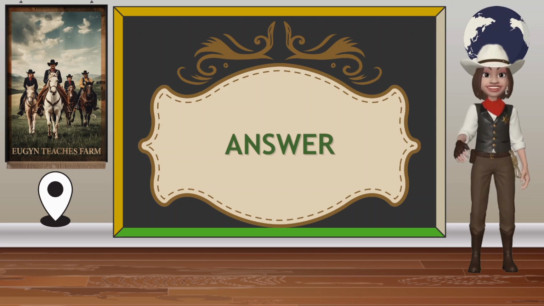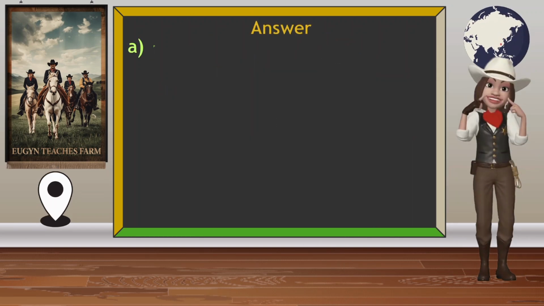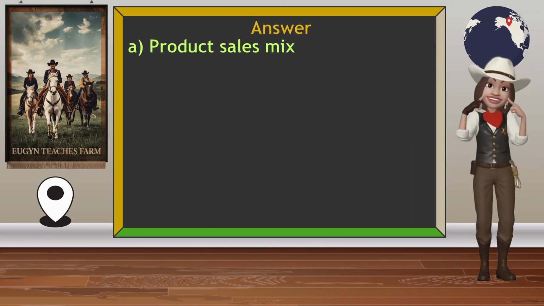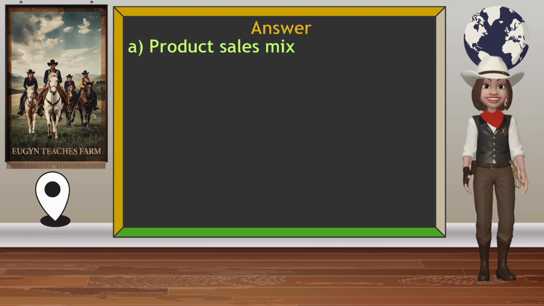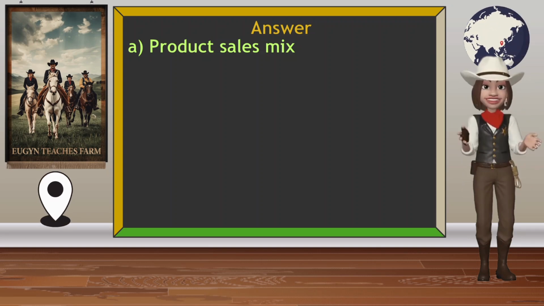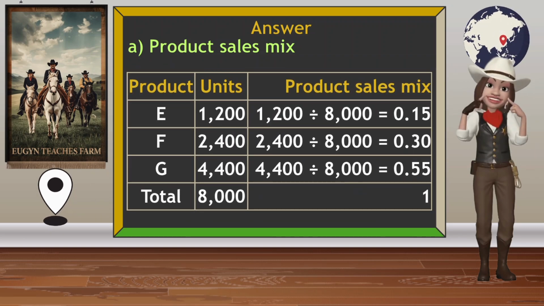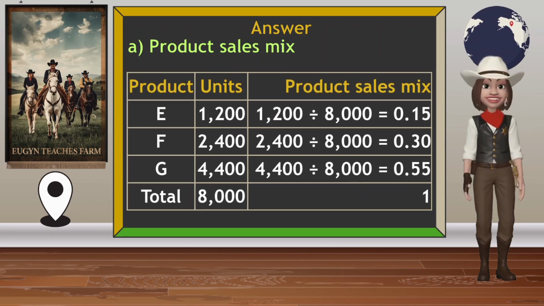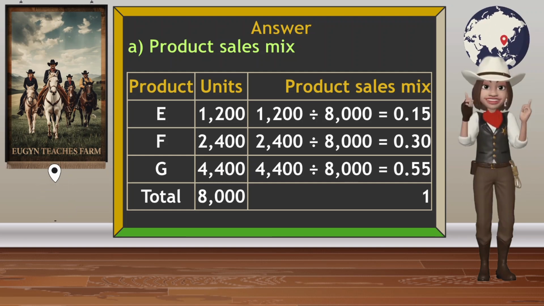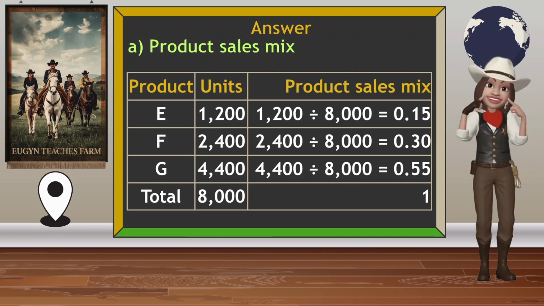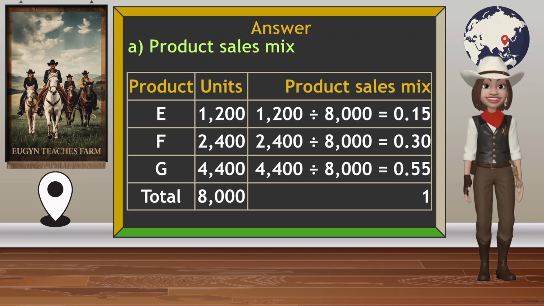Answer. To calculate the product sales mix, we take the number of units for the product divided by the total number of units for all the products. The total number of units for the 3 products is 8,000. Therefore, for each product, we take the number of units divided by 8,000 to get the product sales mix. That gives us 0.15, 0.3, and 0.55.